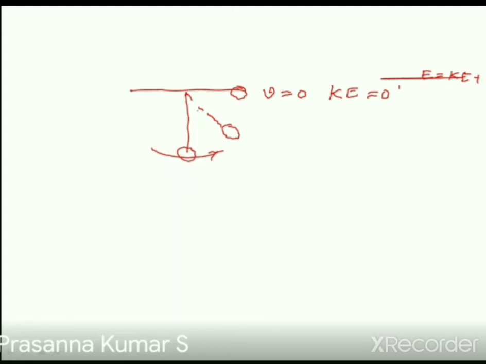So in this particular case, at this point, velocity is 0, which means kinetic energy is 0 and potential energy is maximum, isn't it? It will be maximum. So when it is coming, let us say, in this direction, at this extreme end, when the velocity is 0, kinetic energy is 0 and potential energy is maximum.